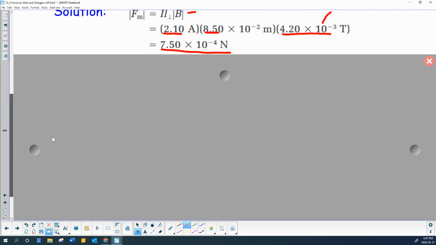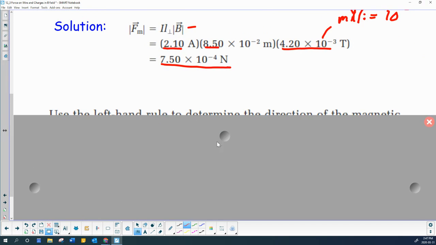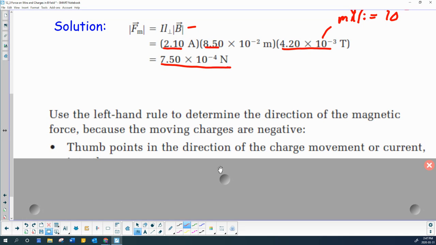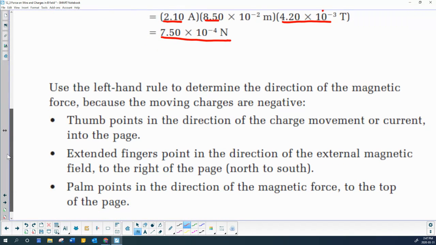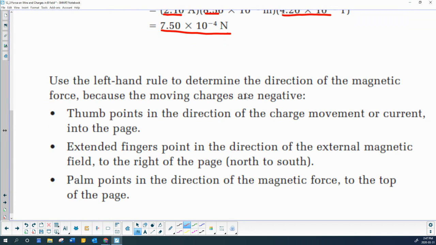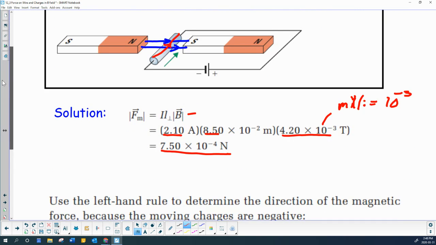If we want to identify the direction of the force on the wire, we'll use the left-hand rule. They're going to restate it here. It's worth reminding ourselves of it. So if we use the left-hand rule to determine the direction of the magnetic force, because the moving charges are negative, we use the left hand. Our thumb points in the direction of charge movement, or in this case, current, which is, they say, into the page. Now, just take a look at the picture again.